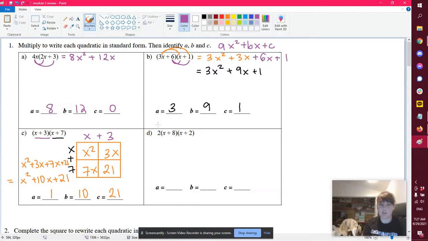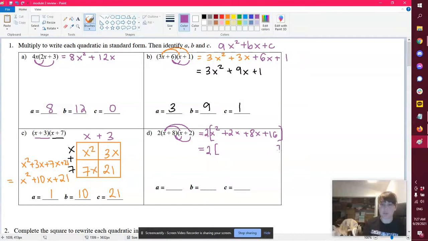And then for our last one, we've got this number out front. Whenever we've got a number, what I recommend is just doing this multiplication, and then at the end, multiplying everything by 2. So let's do that. X times x is x squared. X times 2 is 2x. 8 times x is 8x. 8 times 2 is 16. Technically, I'm going to put all this in parentheses and put a 2 out front, so I'm reminding myself to multiply by 2 at the end.